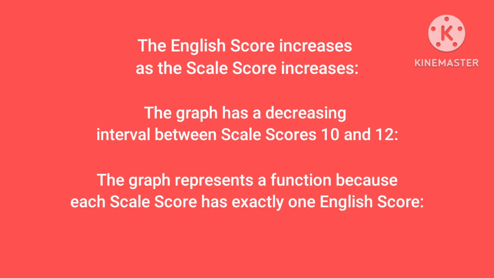The first statement is: the English score increases as the scale score increases. The next statement is: the graph has a decreasing interval between scale scores 10 and 12. And the last statement is: the graph represents a function because each scale score has exactly one English score. So you can pause the video, or I'll wait for a few seconds, to answer these statements and see if they're true or false. So yeah, I'll give you some time.